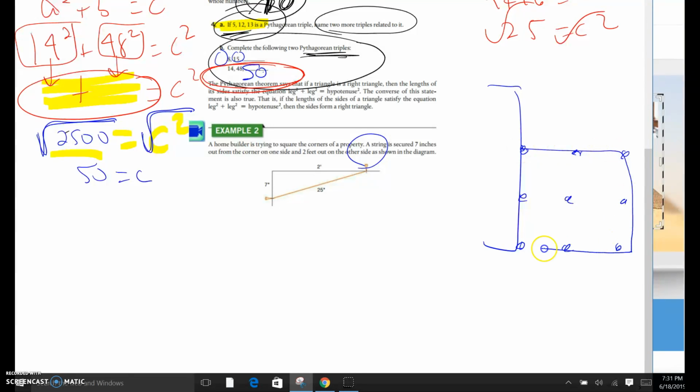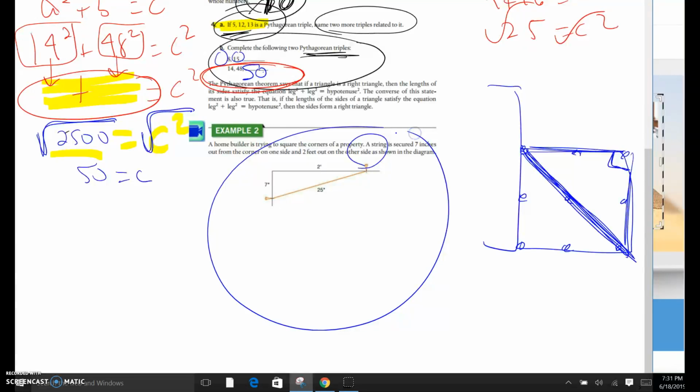So he would have string, and what he'd do is he would measure the diagonal. And he knew that if the math worked out, that if he did Pythagorean theorem with this side and this side, then he knew he had it square. If he did Pythagorean theorem and it did not equal the string length here, then he knew that he messed up. Okay, so we have kind of that situation here.